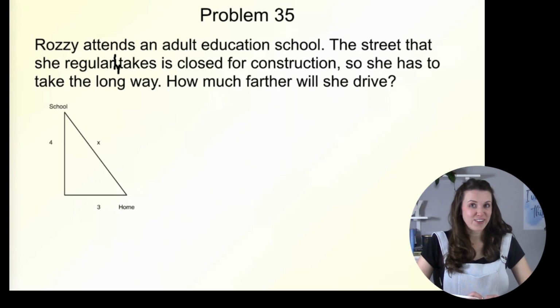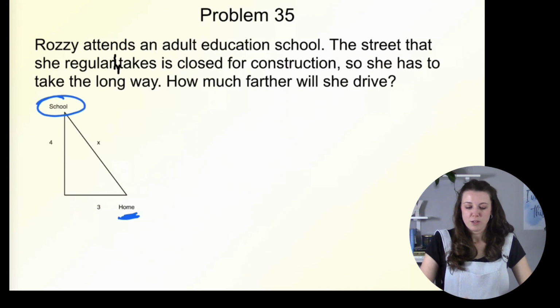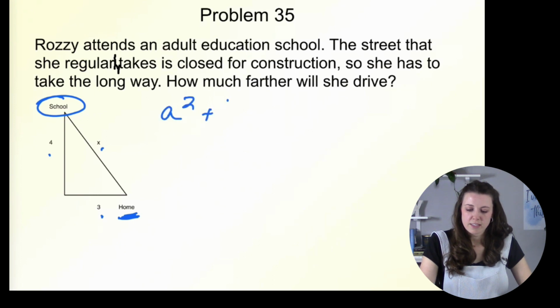Rosie attends an adult education school. The street that she regularly takes is closed for construction, so she has to take the long way. How much farther will she drive? Okay, so here you can see, here's her home, and up here is her school. So this is 3 miles, 4 miles, and we don't know how fast she normally can go. So we're going to do the Pythagorean theorem, and that is simply a squared plus b squared equals c squared.